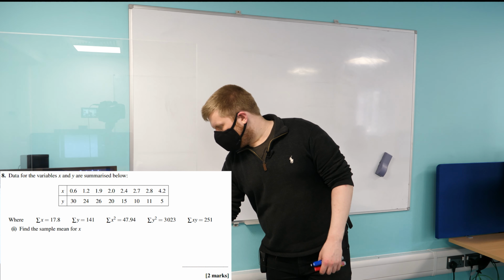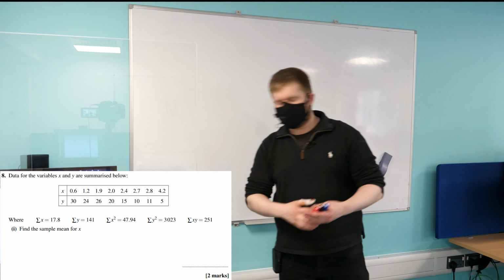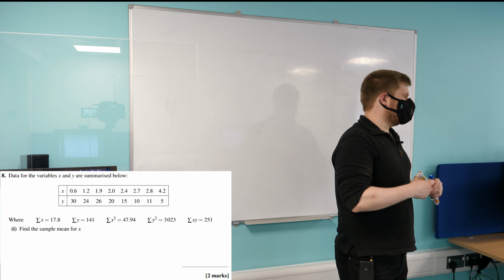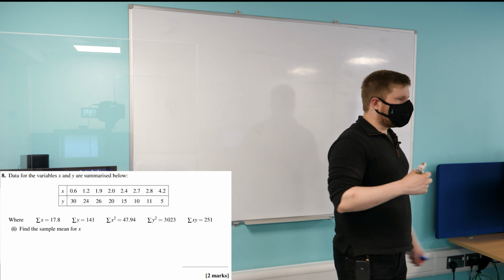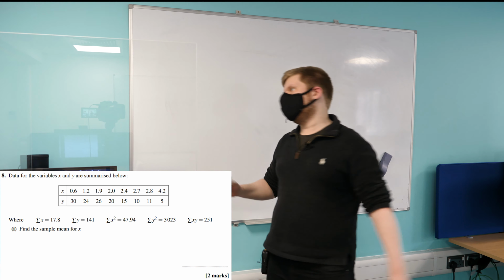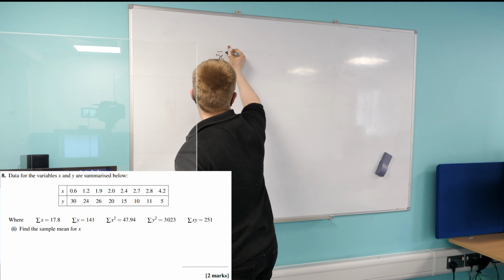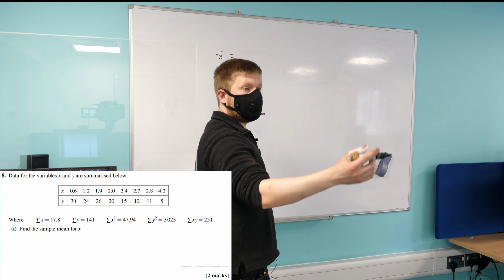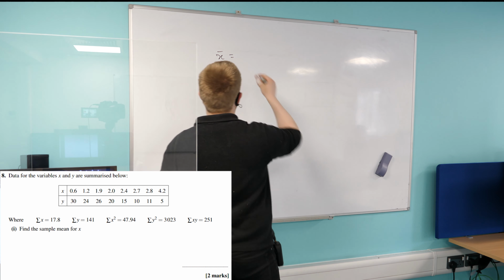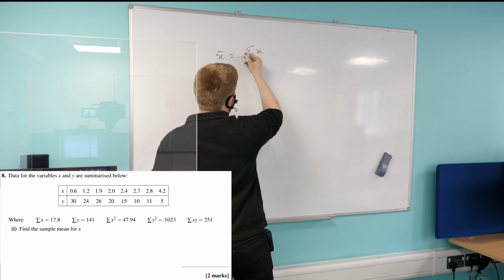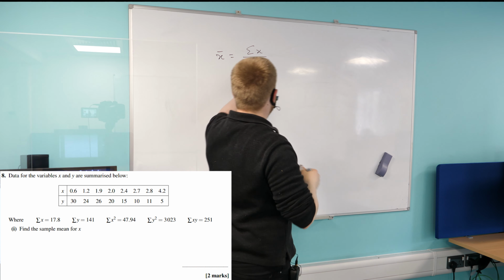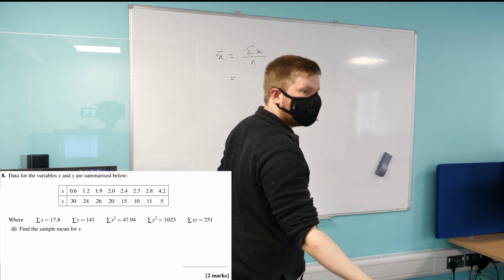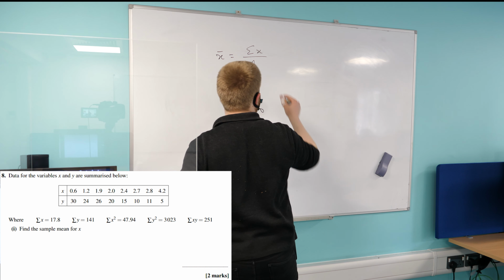Okay, so question 1. We've been asked to find the sample mean. So first of all, rather than telling me what the answer is, can you tell me how you're going to calculate the sample mean for x, so x bar? Sum of x divided by n. Good. So it's simply the sum of all of the values divided by n, where n is the sample size. Now obviously we've got the sum of x given to us, that's handy, it's just 17.8.